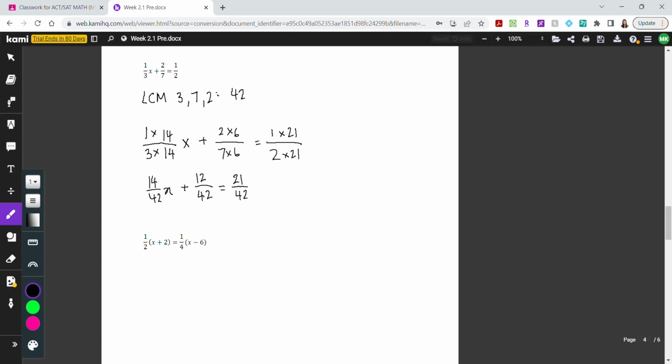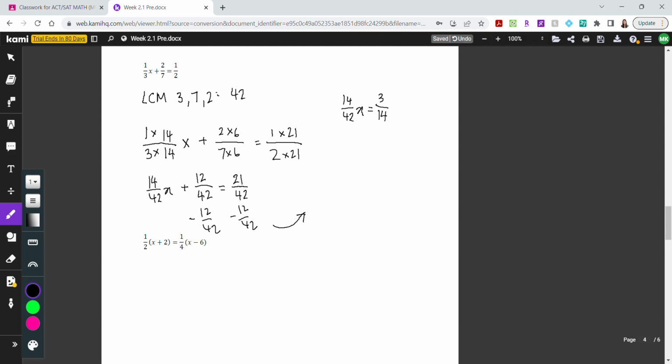And as you can see, 14 over 42x is its own species, and then these two others are the same species. So let's group these together. So I want this to be by itself. So we're going to subtract both sides by 12 over 42. And so now 14 over 42x equals 21 over 42 minus 12 over 42, which is going to equal 3 over 14.